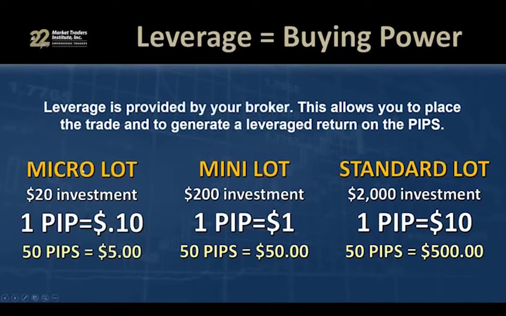Generally, for a micro lot, you have about $200 or so in your trading account. Mini lot, if you have less than $5,000, you'll probably be trading in a mini lot position. If you have about $5,000 to $10,000, you can probably start trading in a standard lot position.